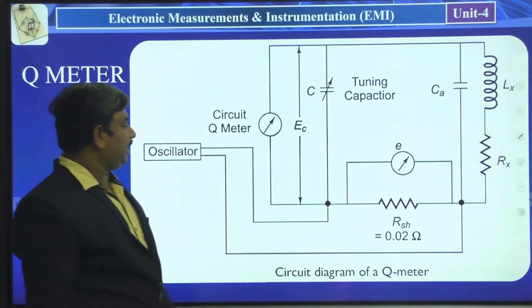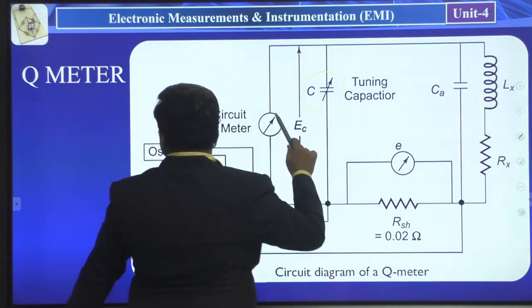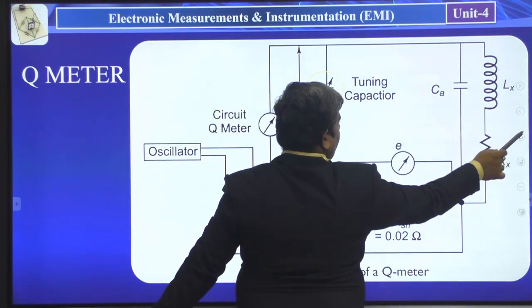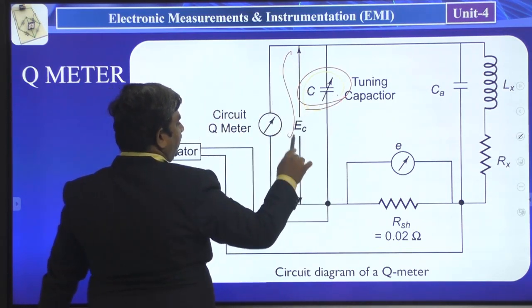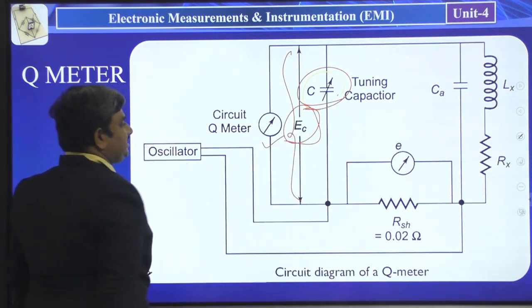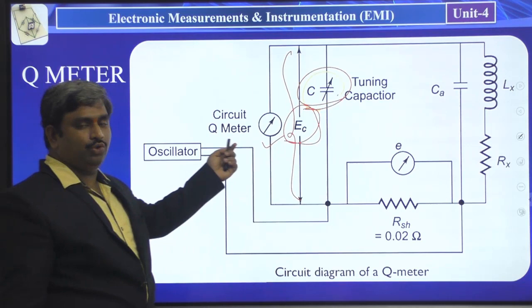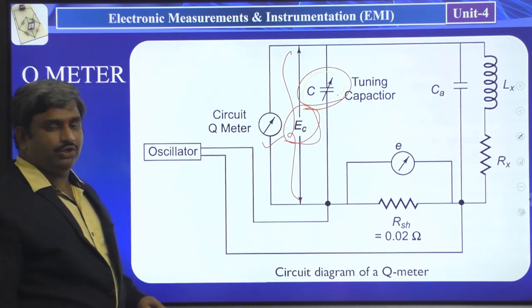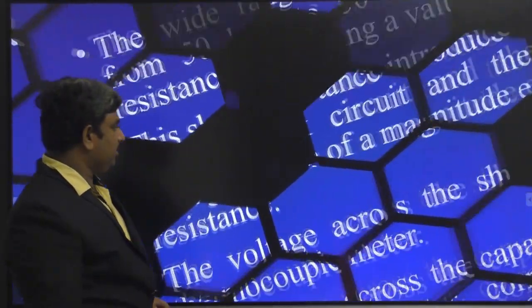The voltage across this capacitor, we are measuring the voltage EC. And finally, we are saying that that is the Q meter value. That is the Q value of that circuit. In this way, we are representing the Q value of that circuit.